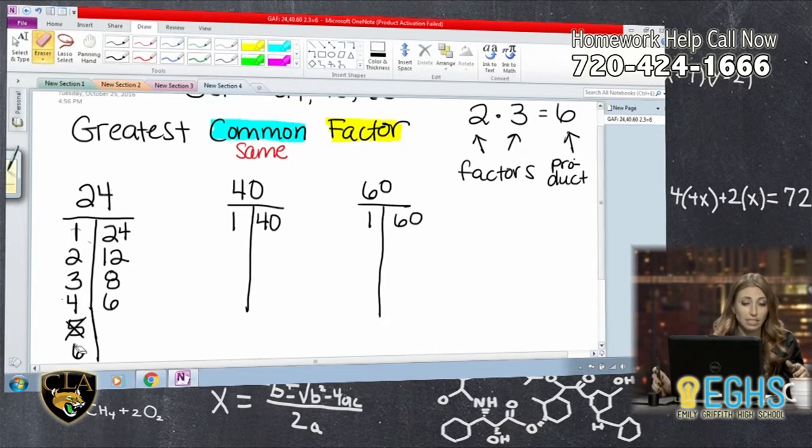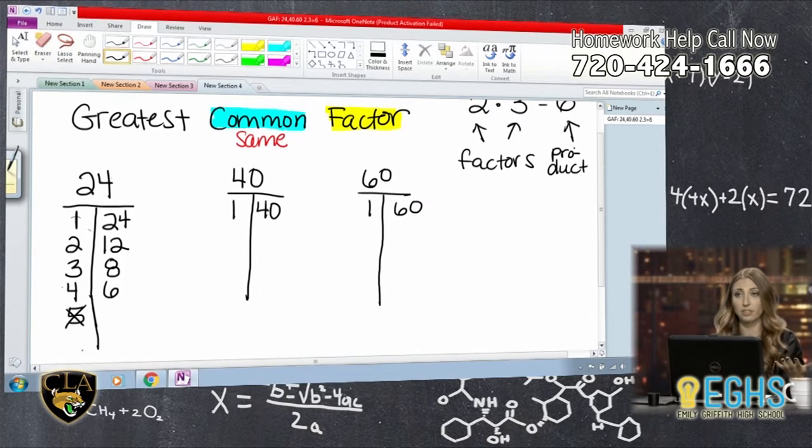So I don't even need to list 6 as a factor here because it's already on my list. Now I've met in the middle and I'm done. I know I have all of the factors of 24. I'll do the same for 40.